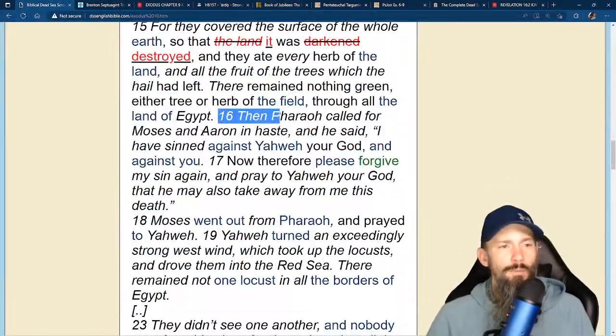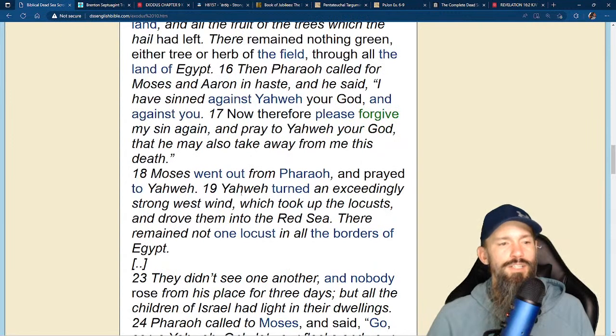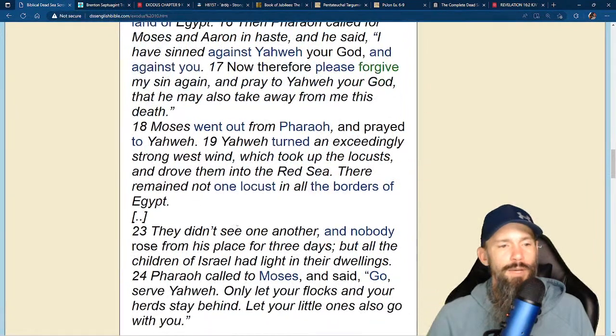Then Pharaoh called for Moses and Aaron in haste, and he said, I have sinned against Yahuwah your Elohim and against you. Now therefore please forgive my sin again, and pray to Yahuwah your Elohim, that he may also take away from me this death. Moses went out from Pharaoh and prayed to Yahuwah. Yahuwah turned an exceedingly strong west wind, which took up the locust and drove them into the Red Sea. There remained not one locust in all the borders of Egypt.